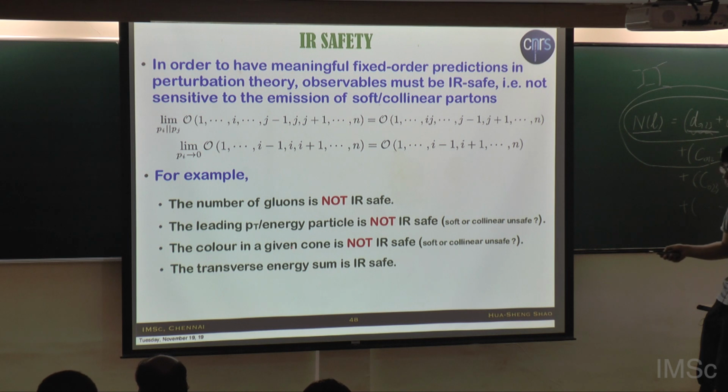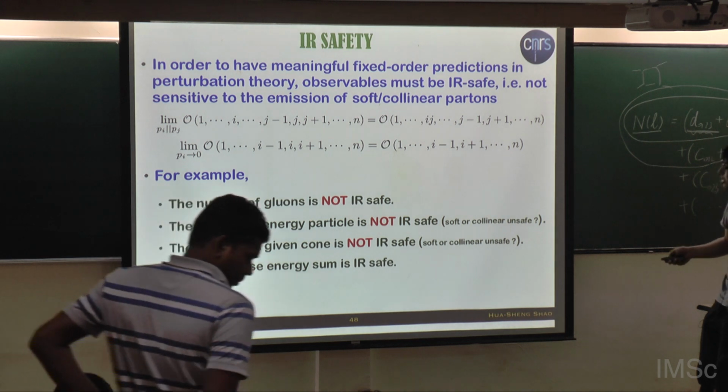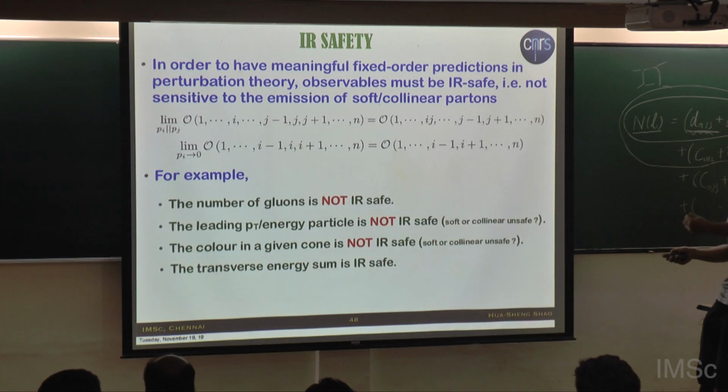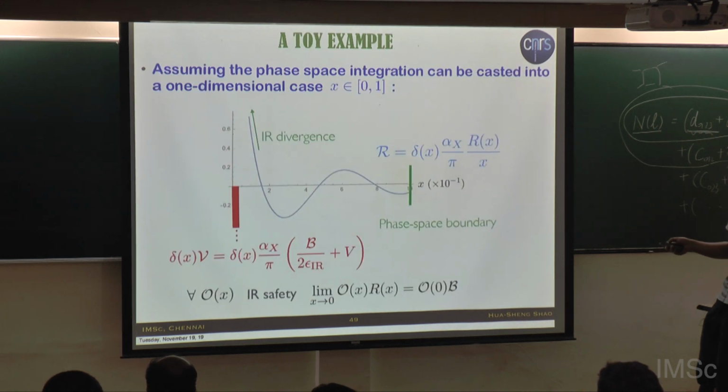However, some others are safe. For example, if you look at the transverse energy sum, it's safe. If there is soft radiation, it doesn't change the transverse energy sum, and for collinear splitting you just sum them together, so it's the same quantity. Whether it's collinear or not, soft radiation or not, the quantity doesn't change. So the transverse energy sum is IR safe.